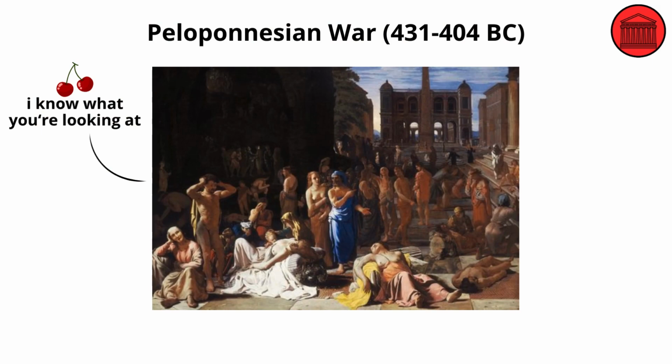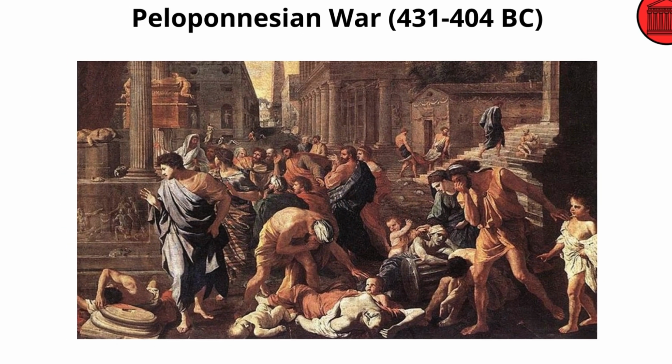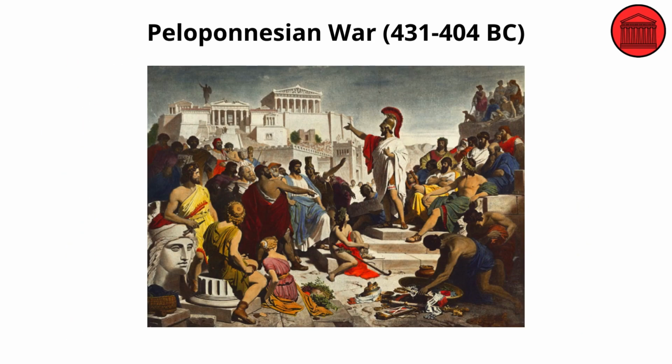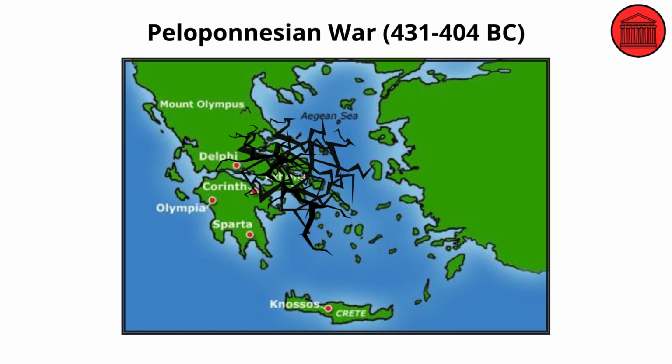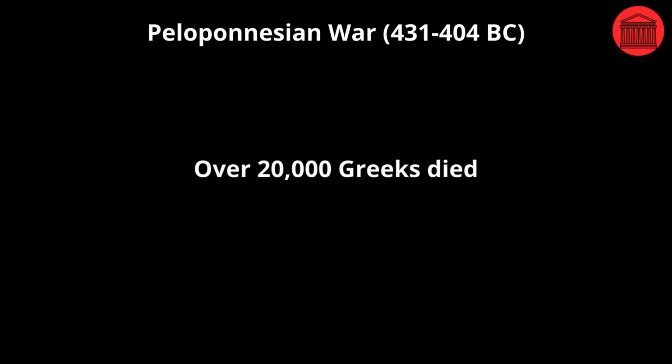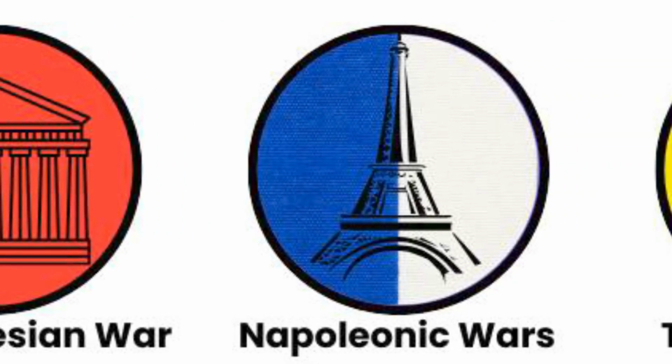Athens suffered a devastating blow with the plague, which killed many of its citizens, including its leader Pericles. The war ended with the defeat of Athens and the dismantling of its empire, leading to the rise of Sparta as the dominant power in Greece. Over 20,000 Greeks died.